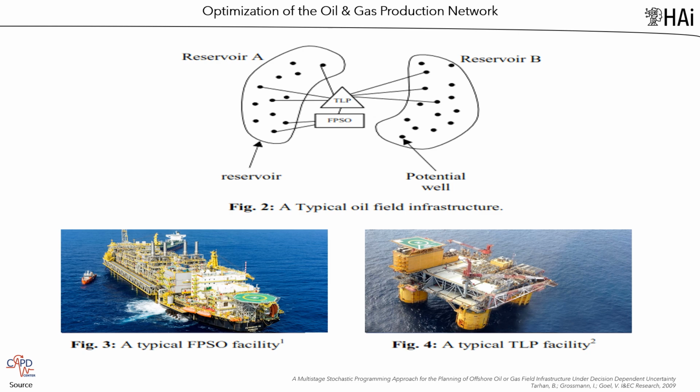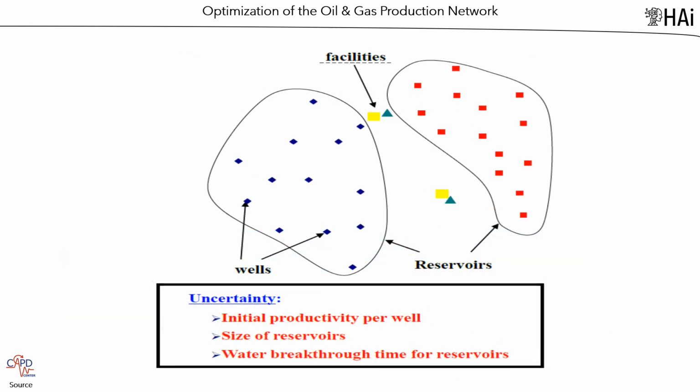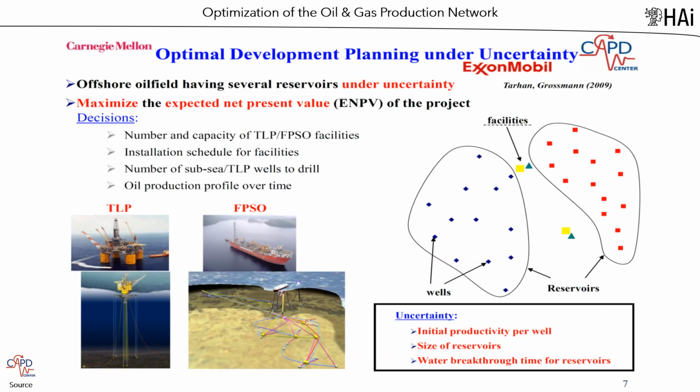In order to recover oil from a well, it must be connected to a facility. A subsea well must be connected to an FPSO facility, whereas a TLP well must be connected to a TLP facility. The uncertainties associated with optimization models are initial productivity per well, size of the reservoirs, and water breakthrough time for reservoirs. The main decisions are number and capacity of TLP and FPSO facilities, installation schedule for facilities, number of subsea or TLP wells to drill, and oil production profile over time.